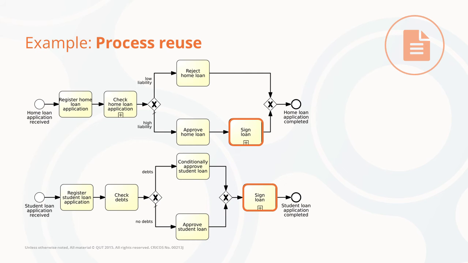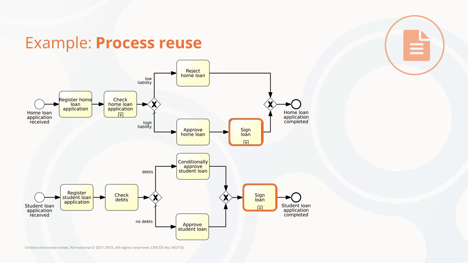So the idea is that each of these processes would have some differences from the other. For example, in the case of the home loan application, if there is low liability of the applicant, then the loan request will be rejected. Whereas in the case of the student loan application, if the student has debts, a student loan will be conditionally approved. In any case, there is an activity called sign loan, which is shared between the two different loan products.